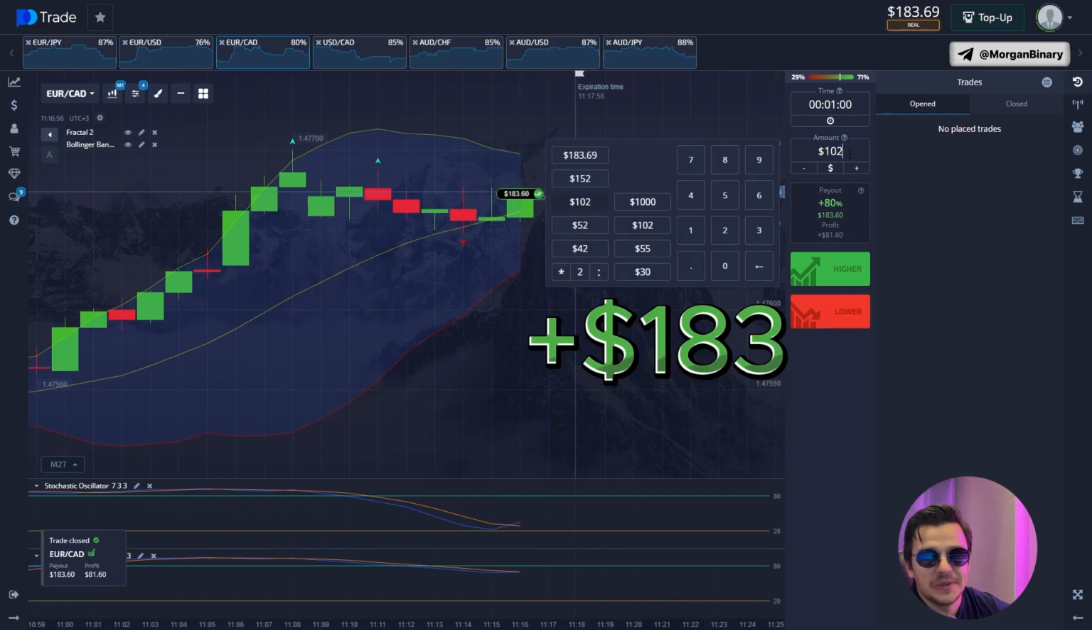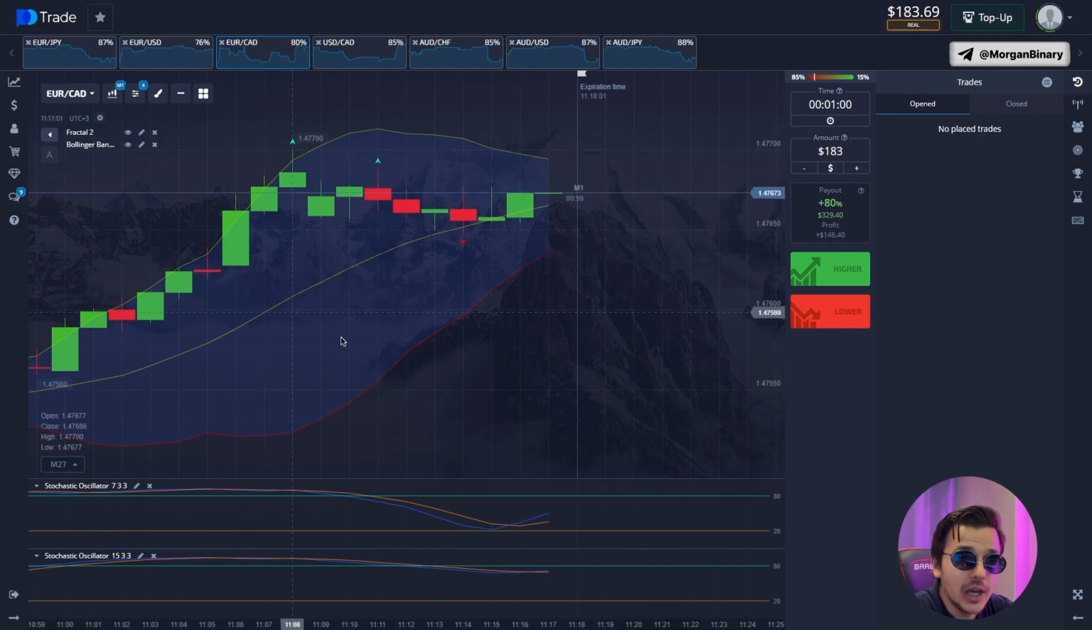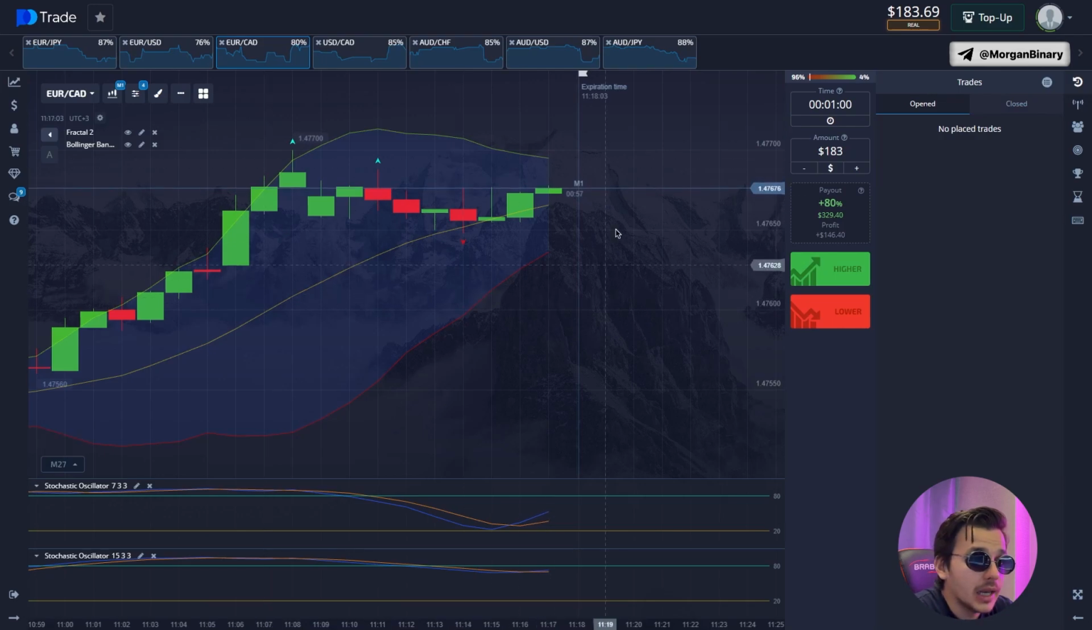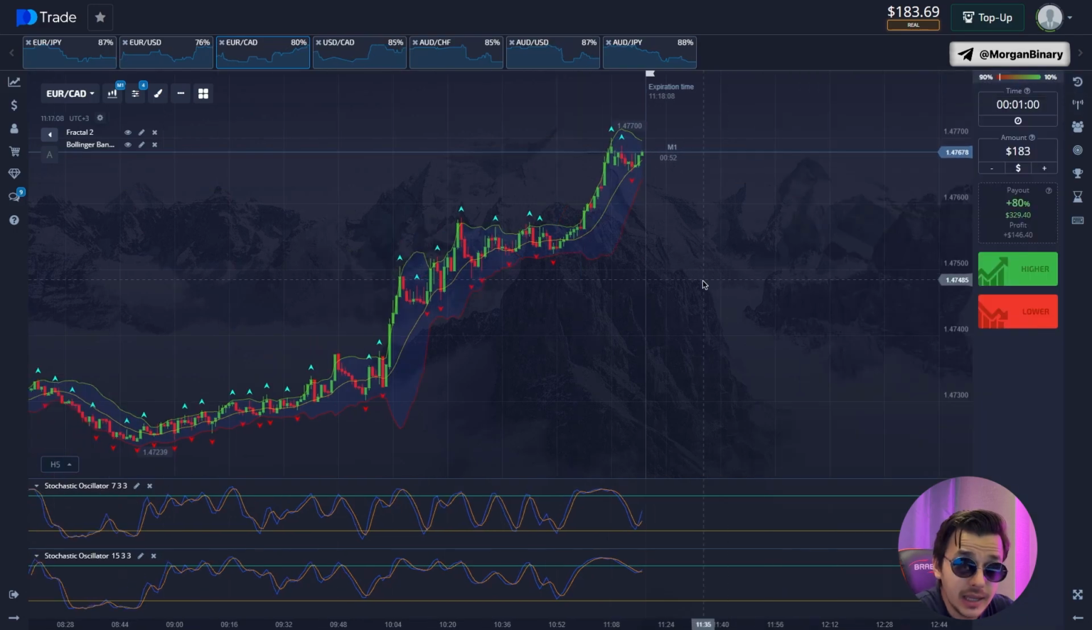The trade closes in profit. When you see this type of movement and this combination of indicators, you open a buy trade. Let's now look for an opportunity to open a sell trade and pick the next currency pair.